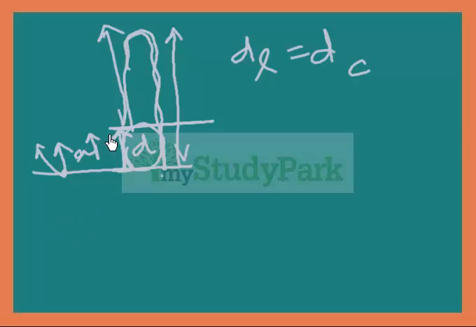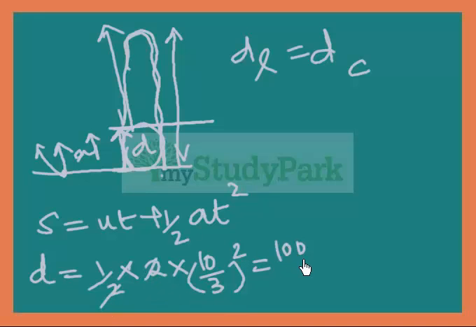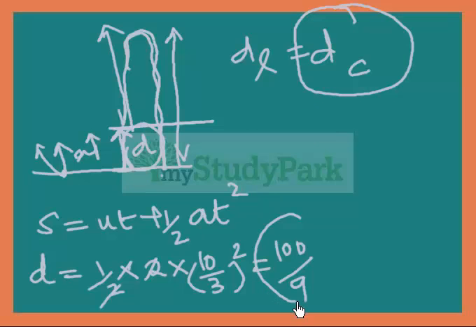The equation of motion for the lift alone will be S equals ut plus half at square. Let us assume that it starts from rest. So it travels a distance of d equals half into a, acceleration is 2, and time t we already found that it is 10/3, so 10/3 whole square. The 2 and 2 get cancelled, and this will be equal to 100 divided by 9. Now if we are correct, when we find the displacement of the coin separately, we are supposed to get the value of 100 by 9. That is what this concept means.